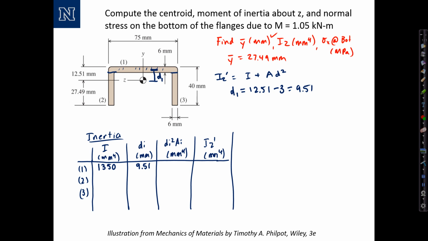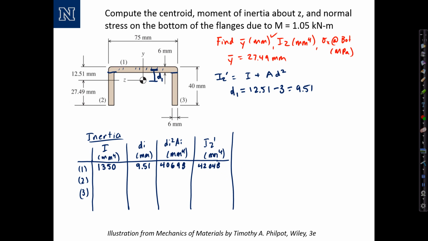A sub i, or A1, was 450 from the previous video. So d1 squared times A1 is 40,698. And the sum of the first column and the third column gives 42,048. Now we'll add the contribution for section 2 and 3, which are identical.